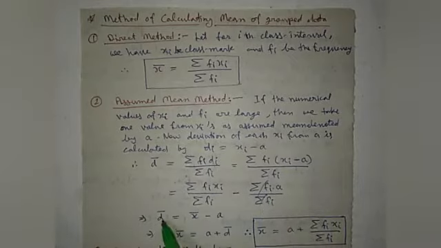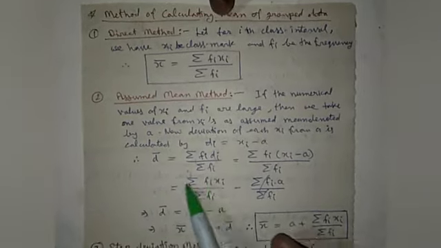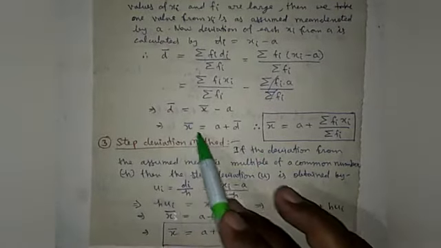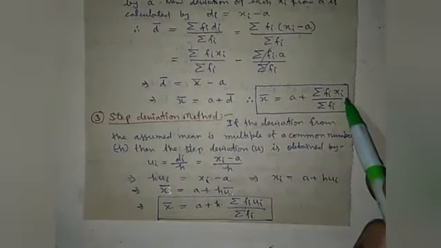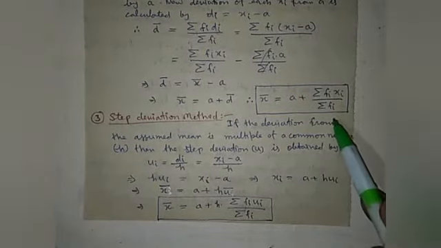So we have d bar equal to the mean of xi minus a, that is x bar minus a. So x bar is equal to a plus d bar. Hence x bar is equal to a plus sigma fi di divided by sigma fi.